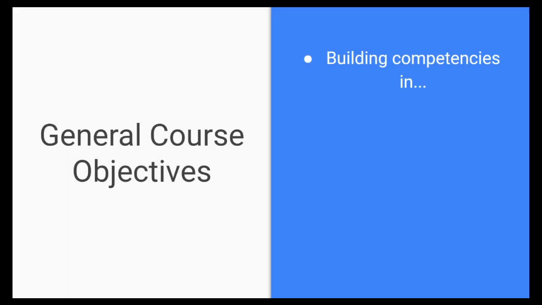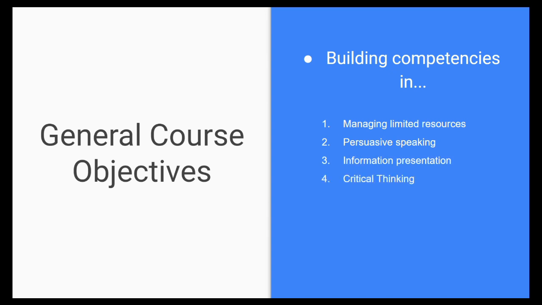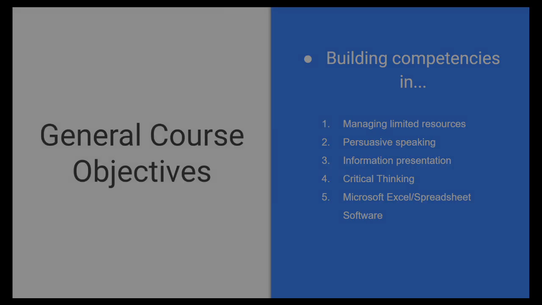So the general course objectives. What are we going to be working on in the class? We're going to be working on managing limited resources, persuasive speaking, information presentation, critical thinking, and Microsoft Excel / spreadsheet software exposure. Not going to be really working on that. I'm going to try my best to expose you to this. I'll talk more about that in a second.